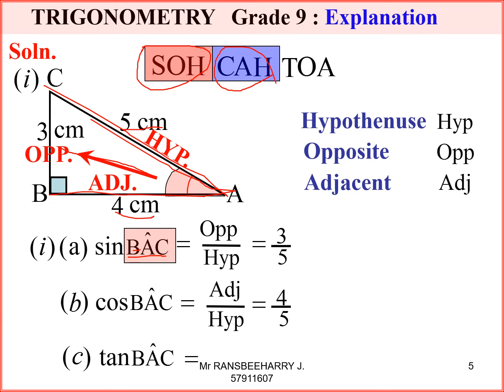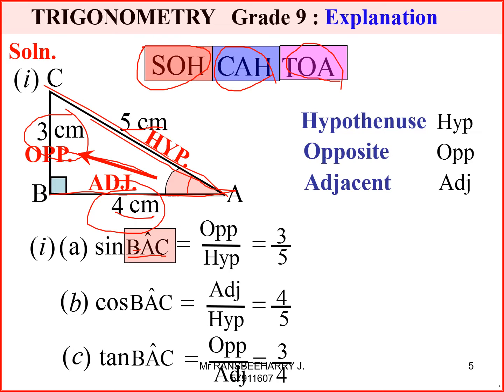So we obtain 4 over 5. Part C, tan. So tan is a ratio, opposite over adjacent. So we identify opposite from our diagram. Opposite is 3, adjacent is 4. So it's 3 over 4.